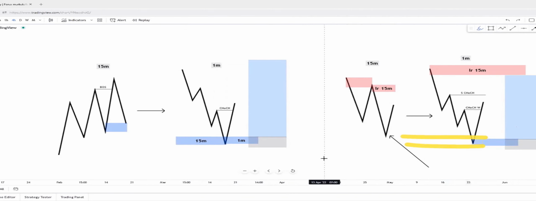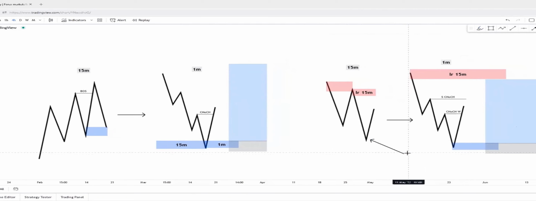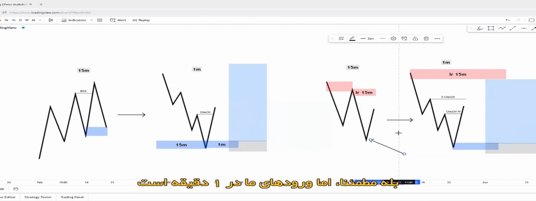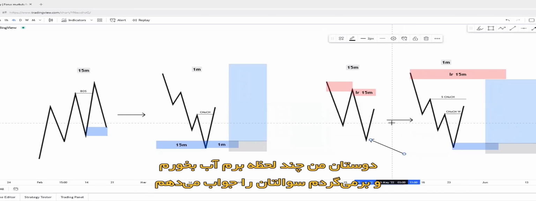Okay. Also, this concept can be used for 4 hours and 15 minutes. Yes, of course, but the entry time frame is 1 minute. So we really care about these on the 1-minute chart. Okay. Thank you.